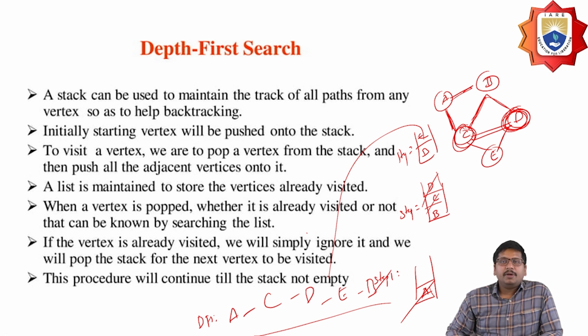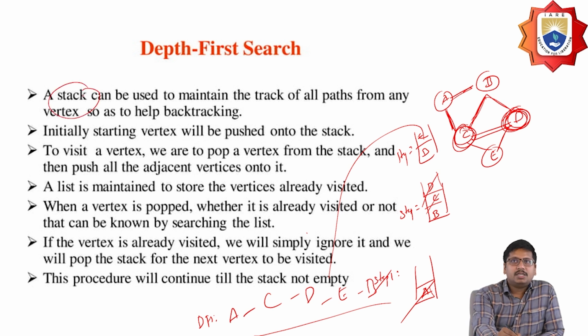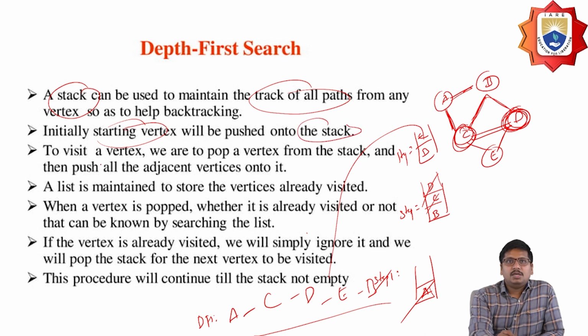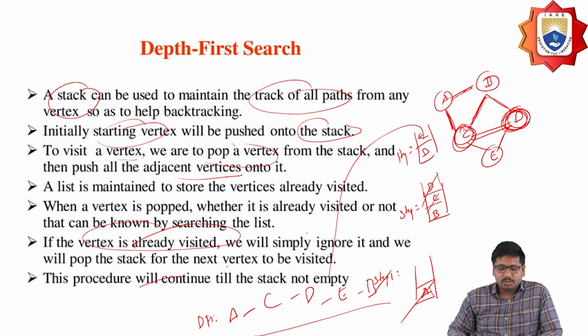Okay. So for implementing this DFS, we're going to maintain the stack data structure that is going to maintain the track of all the paths. So the starting vertex should be pushed onto the stack. To visit the vertex, we pop the vertex from the stack and push all the adjacent vertices onto it. We check whether the popped vertex is already visited or not. If the vertex is already visited, then you can simply ignore it and pursue the same thing until the stack is empty.